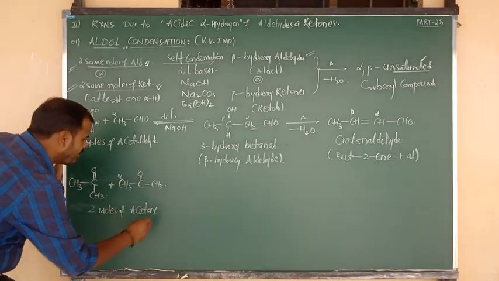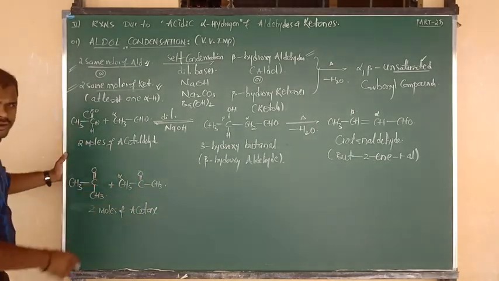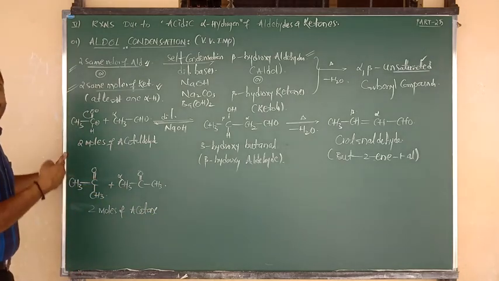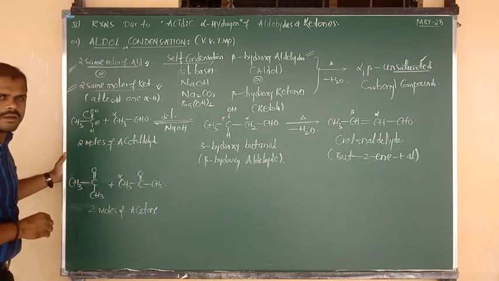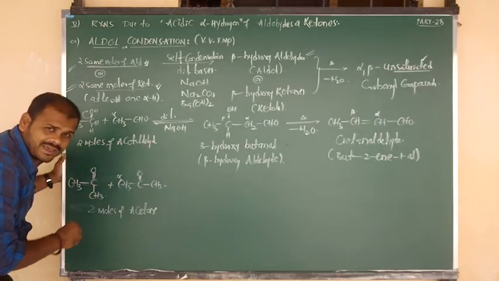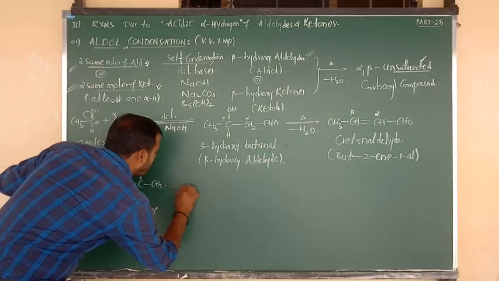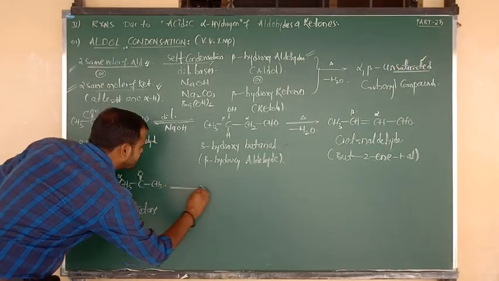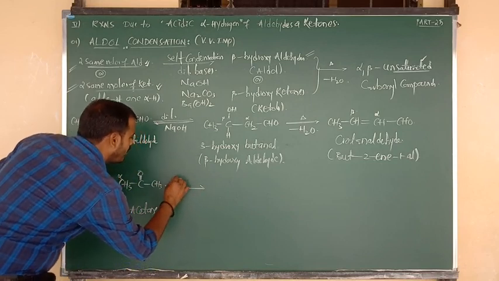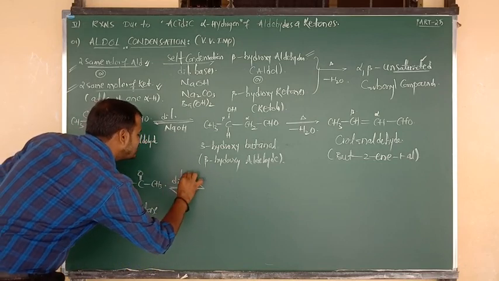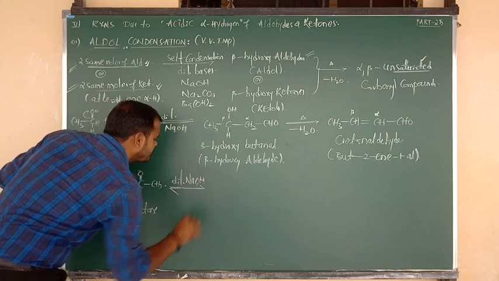So two same moles of acetone, both having alpha hydrogen atoms, are eligible to participate in aldol condensation. So two moles of acetone undergo aldol condensation in the presence of dilute NaOH.